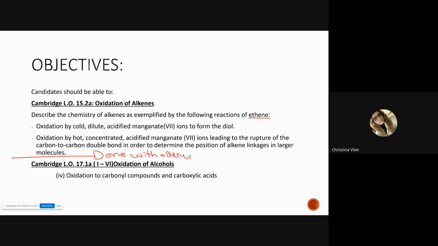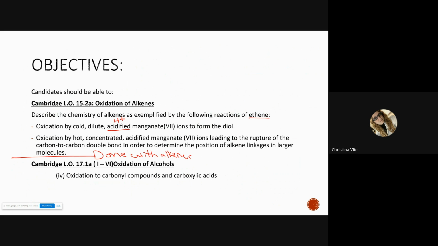So, oxidation by cold dilute acidified. Here's where it says acidified, and you could just use H plus because it doesn't say what acid, so you can just write H plus. Manganate 7 ions to form a diol.